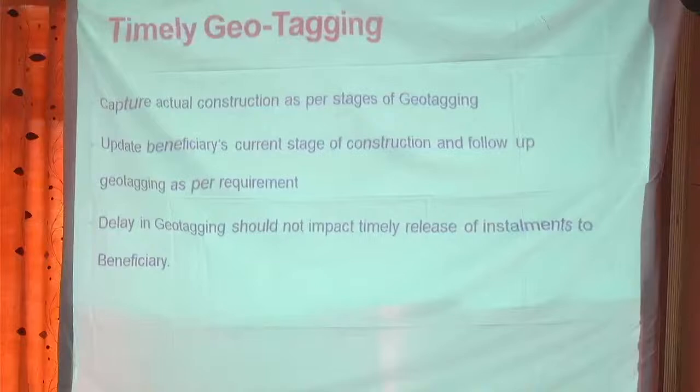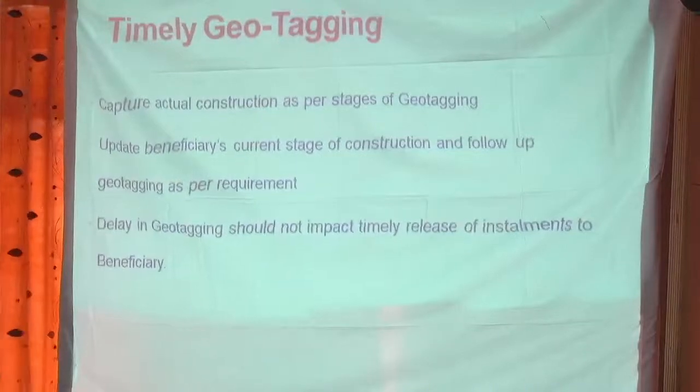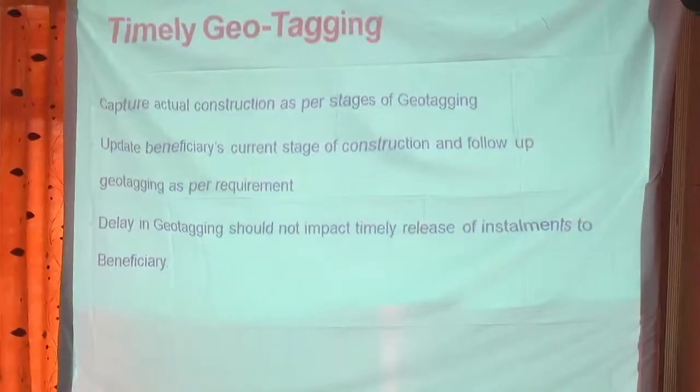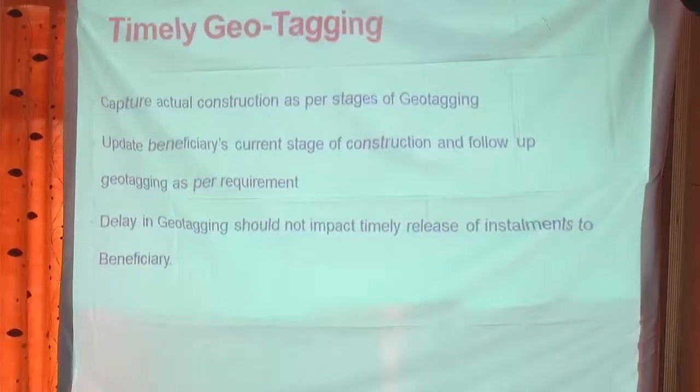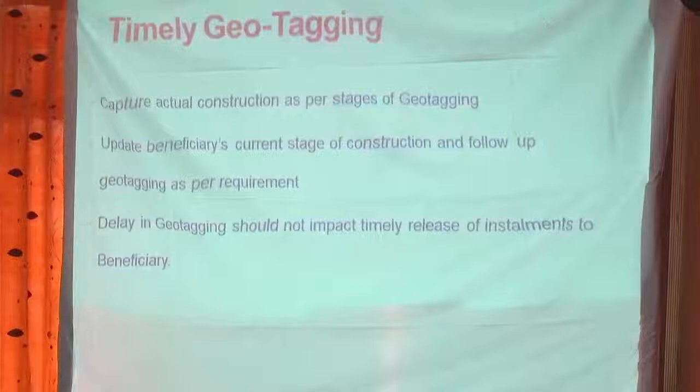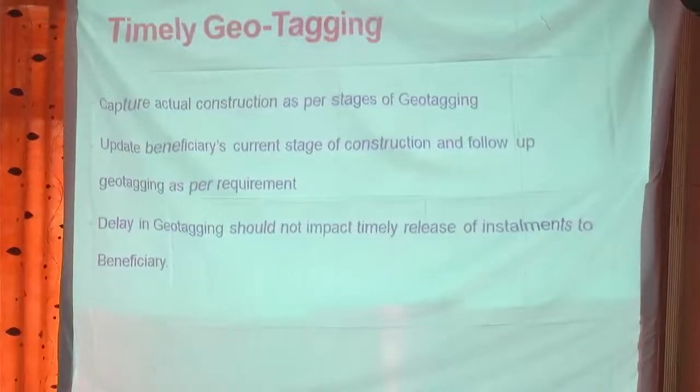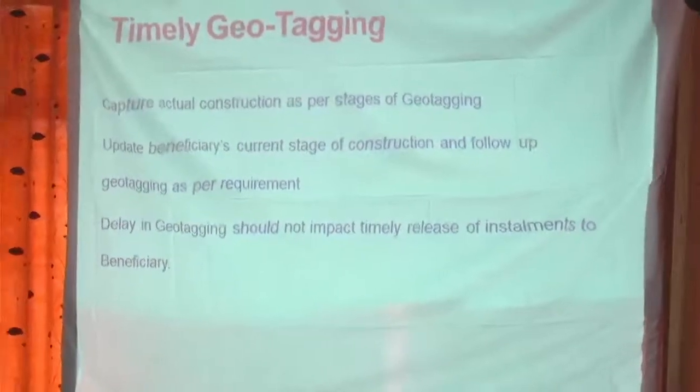So then say, if we don't see the photos, then we need to consider the first installment, not the second installment, if they are not geotagged, even if they have built their houses. So geotag it, so that the installment will not be delayed and can be declared.